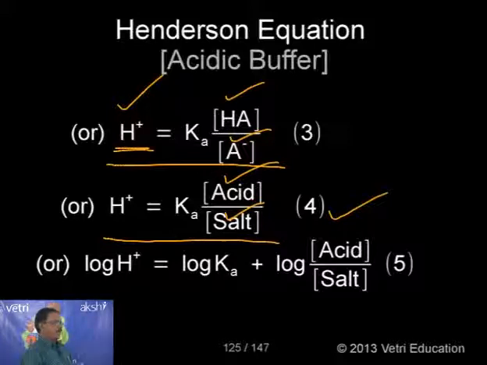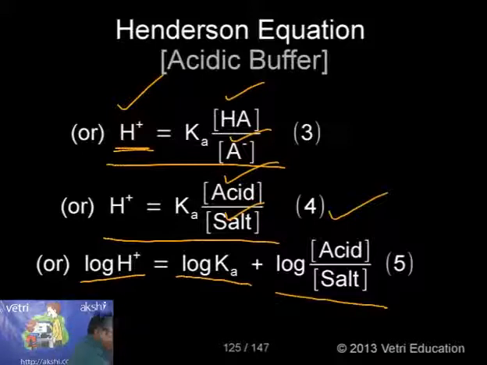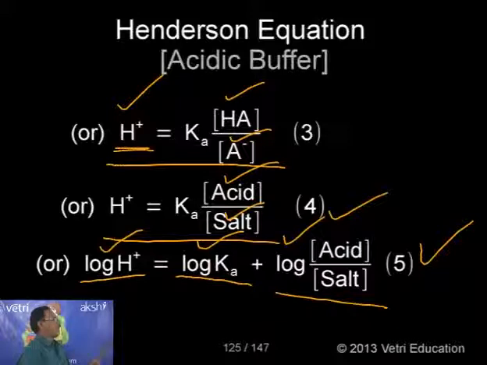This is the interesting information. For the next step, I take logarithm on both sides. So log H plus is equal to log Ka plus log acid by salt. This is equation 5. So I am taking logarithm on both sides: the left side H plus, the right side Ka into acid by salt. So log H plus is equal to log Ka plus log acid by salt. Let me go with the next step.